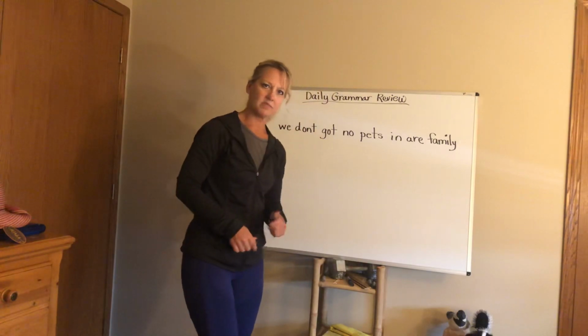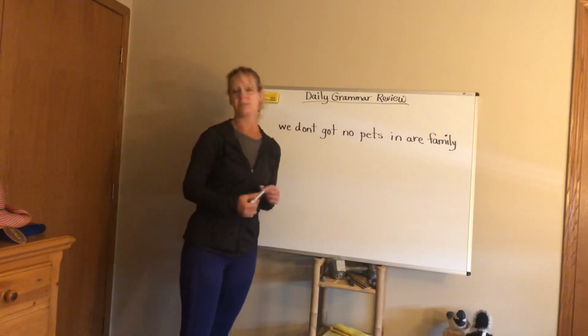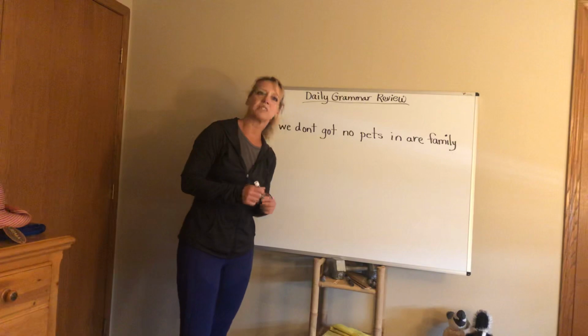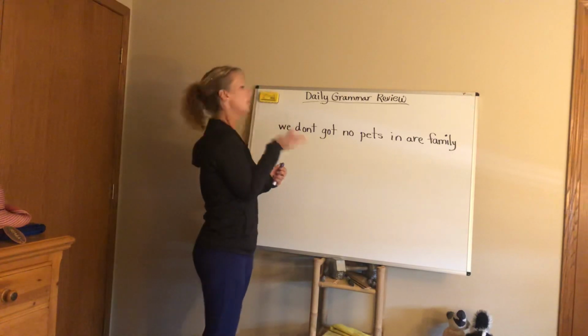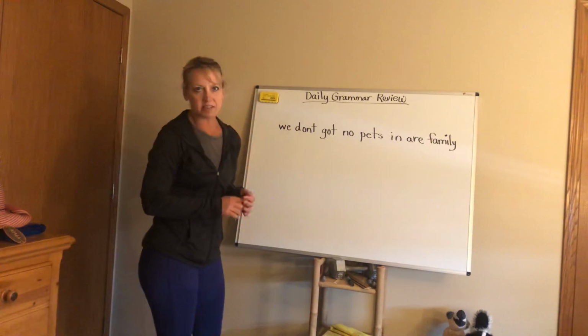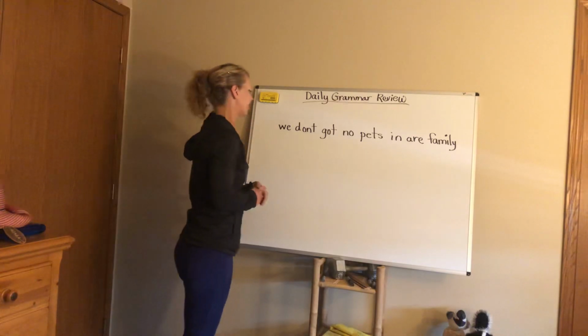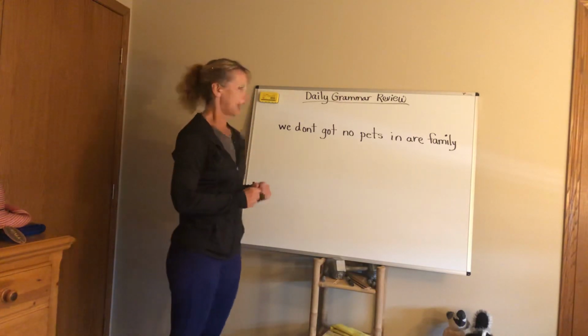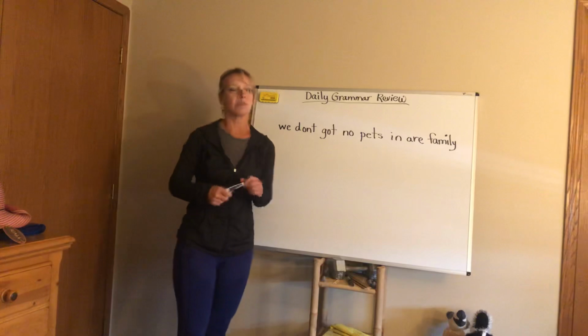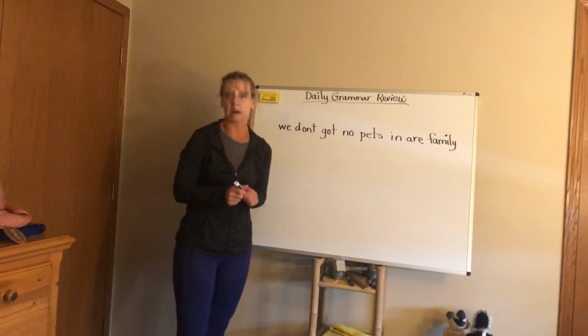Hi guys. I hope you were able to find all of the mistakes, or at least most of them. So let's talk about what we're seeing here. We have a sentence that has a lot of mistakes. It says, we don't got no pets in our family. So let's start out with the really obvious ones.